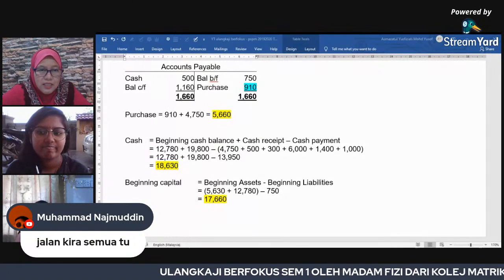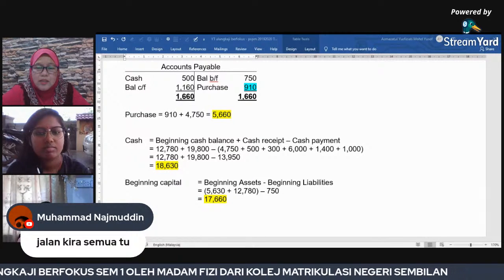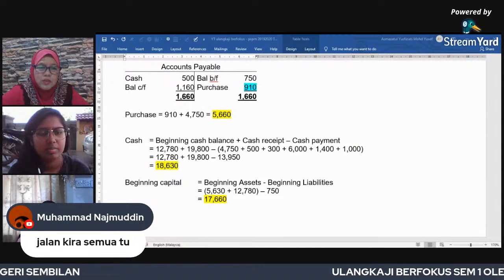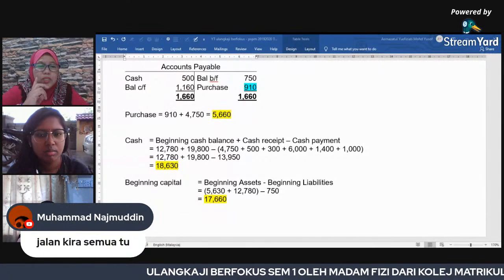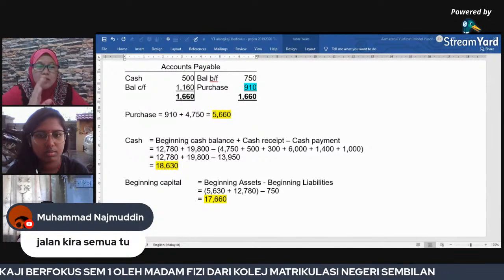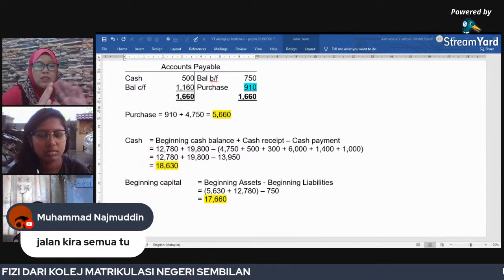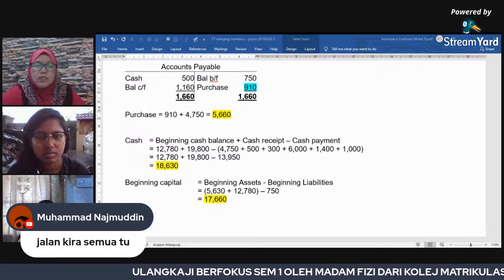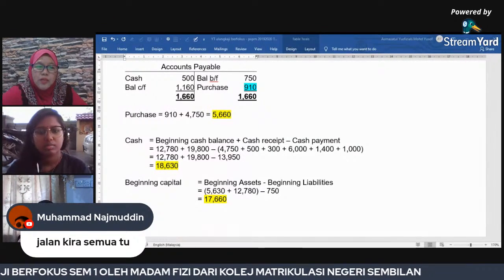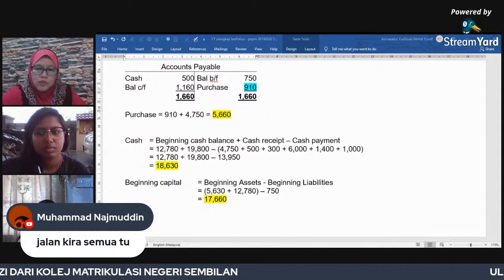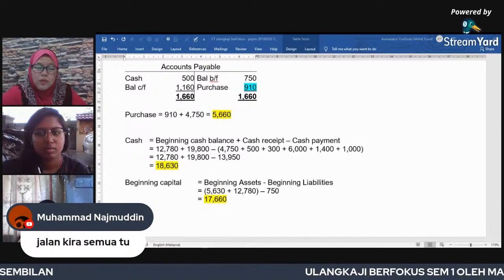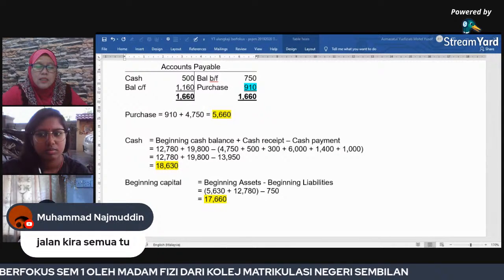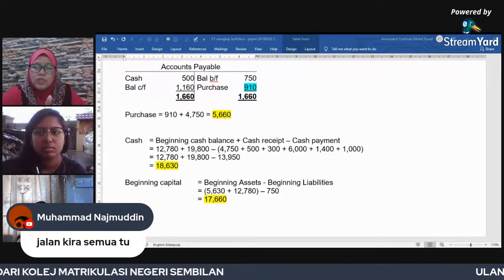Okay, jalan kira ni, awak boleh masukkan dalam financial position terus. Cuma kalau awak tak expert, contohnya accounts payable tadi, awak boleh buat account T. Account T ni pun dikira sebagai jalan kerja, itu pun dibagi markah. Jika awak expert, awak terus je pergi dekat financial position, contohnya untuk cash. Terus buat dekat financial position, cash, bracket, 12,780 plus 19,800 minus 13,950. Kalau nak buat kat luar pun boleh, sebab nanti ada markah. Mana tahu awak tertinggal satu benda. Anyway boleh Najmuddin, awak boleh masukkan terus dalam financial position.